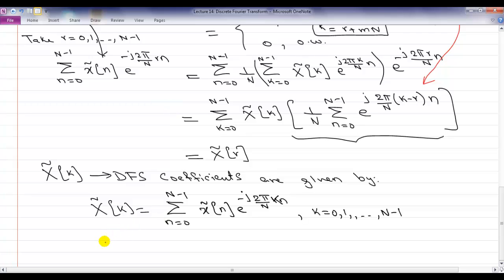In keeping with the earlier terminology that we used, we can write that x tilde of n has a discrete Fourier series pair x tilde of k. This x tilde of k corresponds to our analysis equation, and this x tilde of n corresponds to our synthesis part.